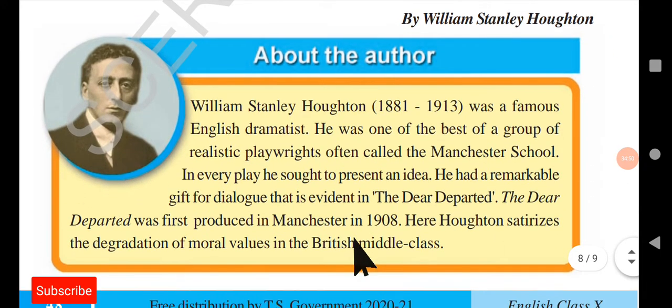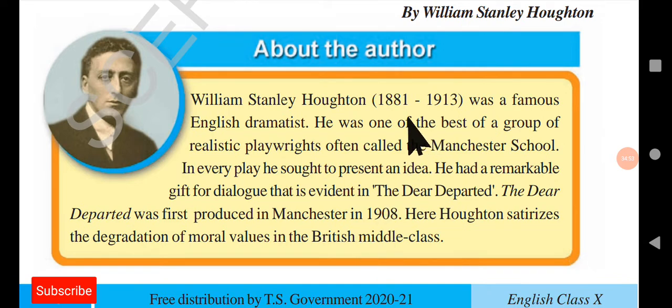Here, about the author, William Stanley Houghton, born in 1881 and passed away in 1913, was a famous English dramatist. He was one of the best of a group of realistic playwrights, often called the Manchester School. So he was one of the members of this Manchester School. In every play, he sought to present an idea. So in whatever plays he has written, he writes with an idea, a theme. There will be some information which he actually wants to give to society in that play.